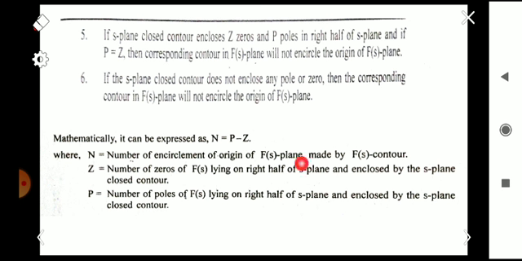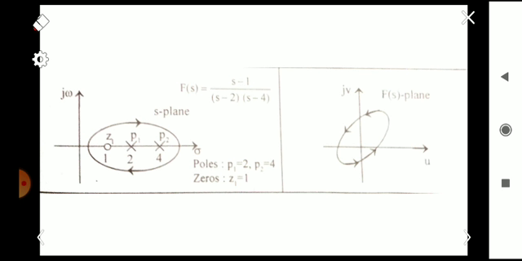So from this we can make three assumptions based on the value of N. Here is an example: the number of poles is equal to 2 and Z is equal to 1. So 2 minus 1 is 1. So one encirclement will be there in the F of s plane in the anti-clockwise direction because poles are dominating. So here we can see an example.